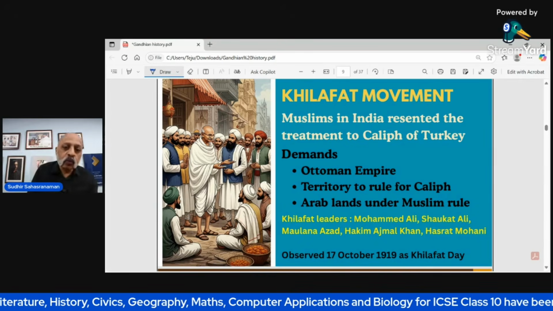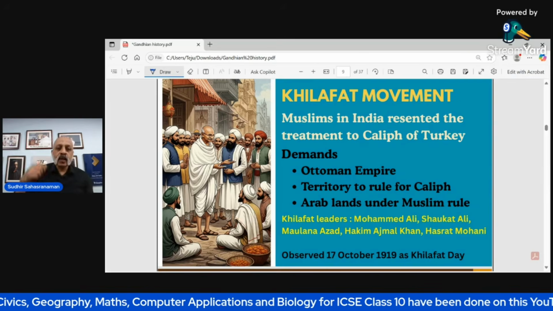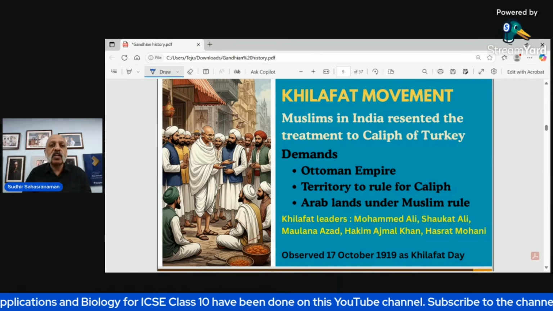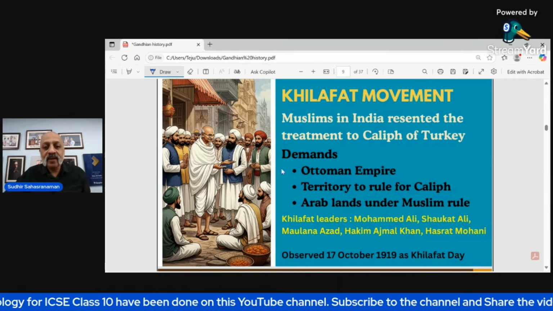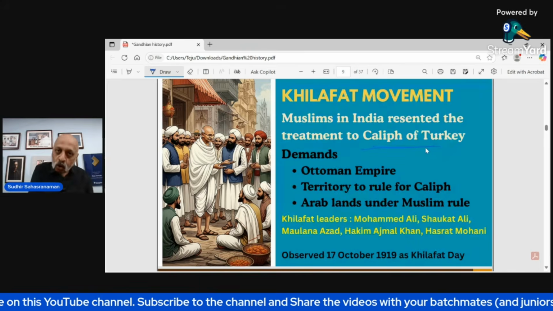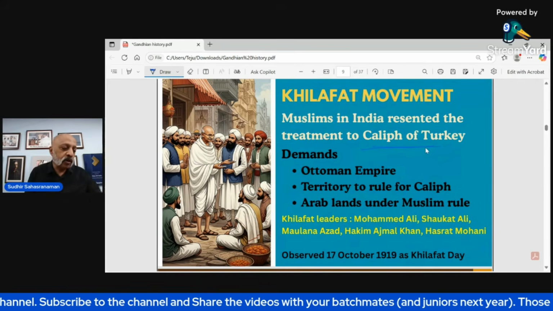Now, the Khilafat movement, what exactly was the thing? Muslims in India were unhappy. They resented the treatment which was meted out to the Caliph of Turkey, because the Caliph of Turkey was respected by all the Muslims, including the Muslim community of India.